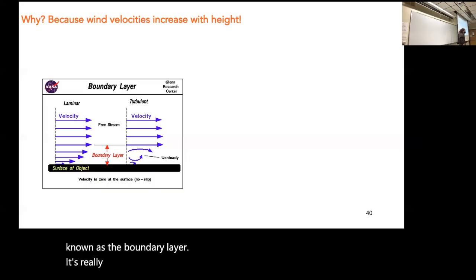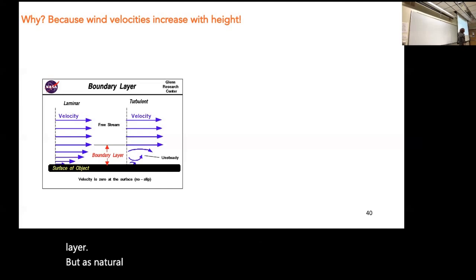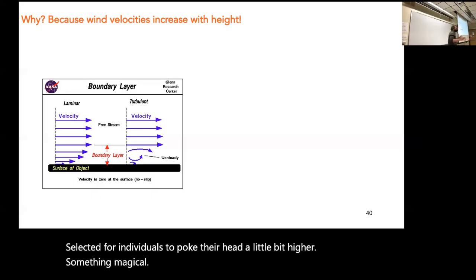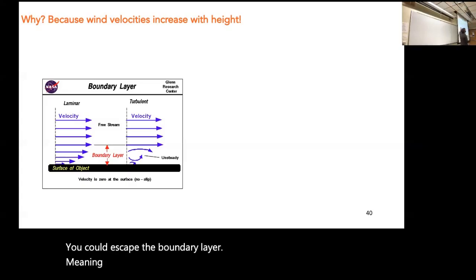And it shaped life on Earth, because early plants grew on a surface and were very small. Their life was well inside the boundary layer. But as natural selection selected for individuals to poke their head a little bit higher, something magical happened. You could escape the boundary layer, meaning your sporophyte with spores could access increased wind velocities, which would disperse your spores further.